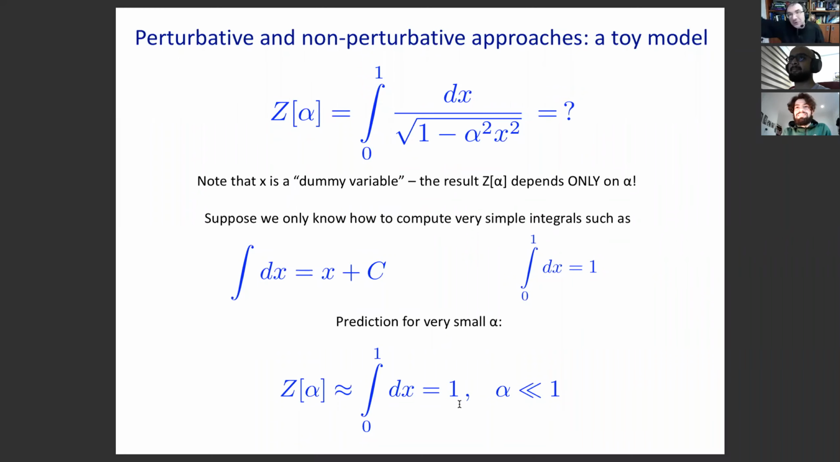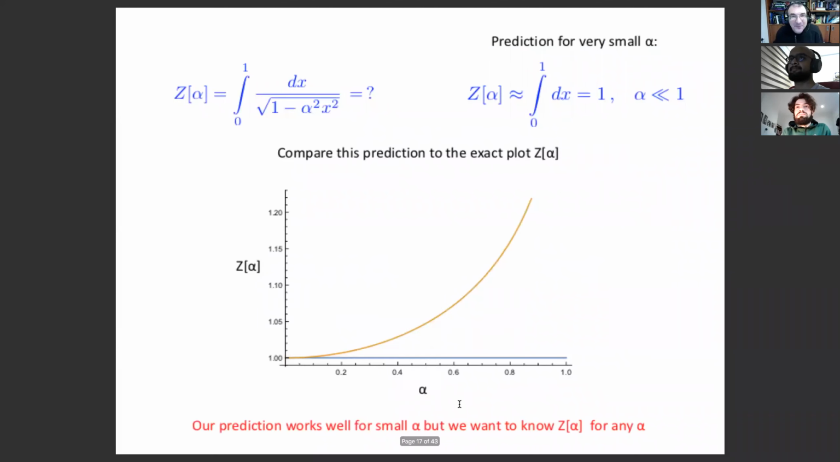Okay, and you can continue this term by term, in principle. So let's look at the exact plot. Of course we know the exact answer, but let's plot it. This is our exact answer for Z, and this is our perturbative approximation. It's not so bad as long as you're not very far from zero, but clearly in this region already, it deviates quite significantly.